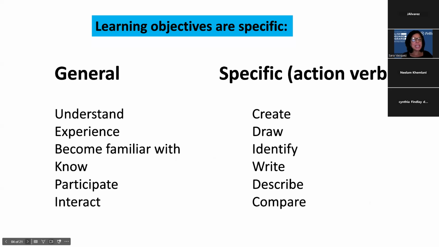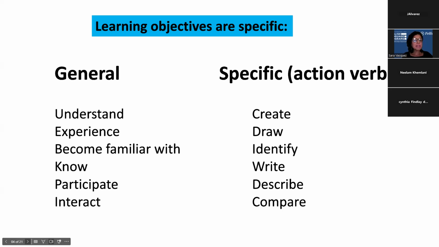So as teachers, we need to be more specific about what we want our students to learn. We don't want to just say in general, oh, I want them to understand. I want them to experience language or English. I want them to become familiar with. I want them to know X, Y, Z. That's just too general for us. We need to be more specific about what we want them to do, what we expect them to do in the classroom, and we want to phrase it and conceptualize our objectives in a more specific way.